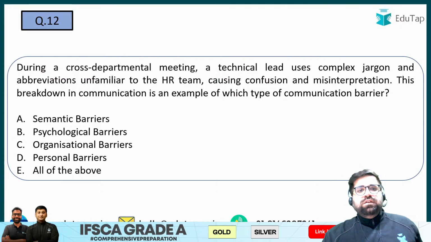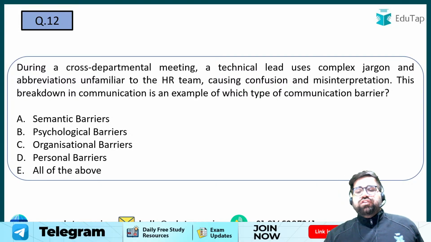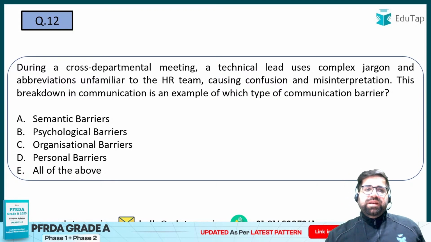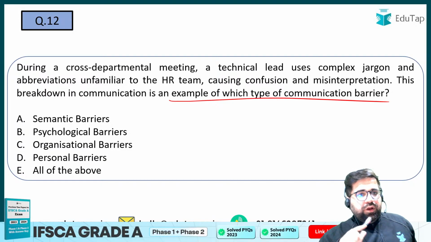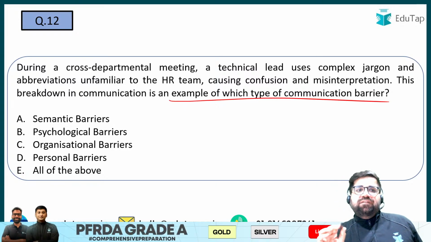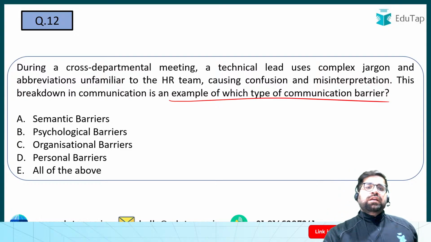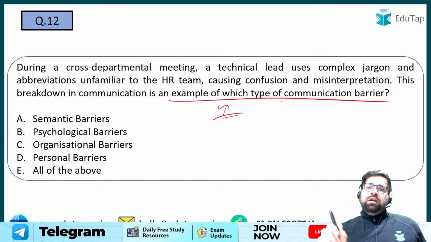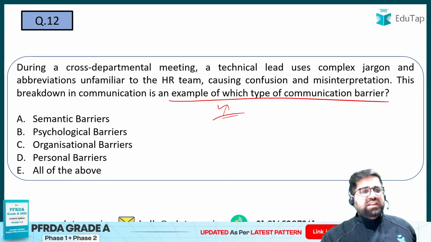During a cross-departmental meeting, a technical lead uses complex jargon and abbreviations unfamiliar to the HR team, causing confusion and misinterpretation. This breakdown in communication is an example of which type of communication barrier? Semantic, psychological, organizational, personal.